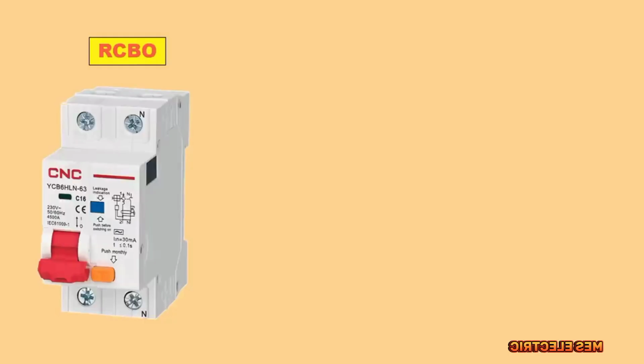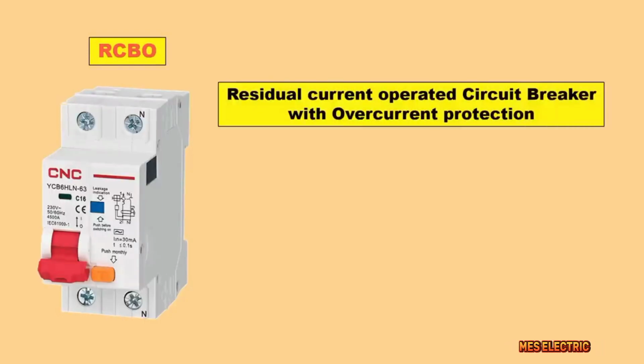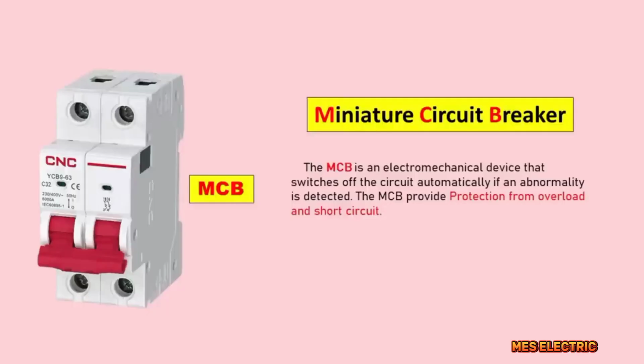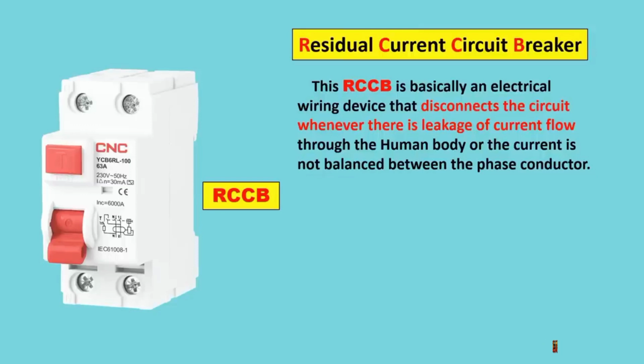Now here we have a RCBO. Full form of RCBO is Residual Current Circuit Breaker with Overload Protection. By listening to its name, you must have got an idea of what the working of RCBO is. But I will explain you everything. Like I told you in the starting, the MCB provides us protection from overload and short circuit. After this I told you that the RCCB provides protection from earth fault.